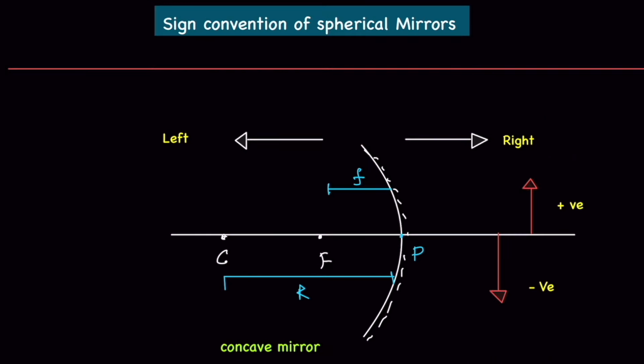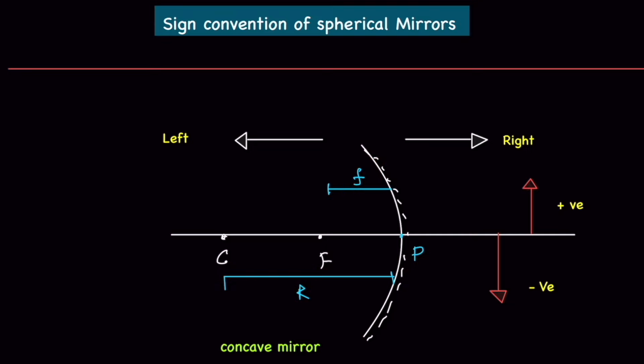In this module, we will study the sign convention of a spherical mirror. First, we will study the sign convention of a concave mirror. So this is a concave mirror, with focus, pole, and center of curvature. This is the focal length. Here is the radius of curvature.